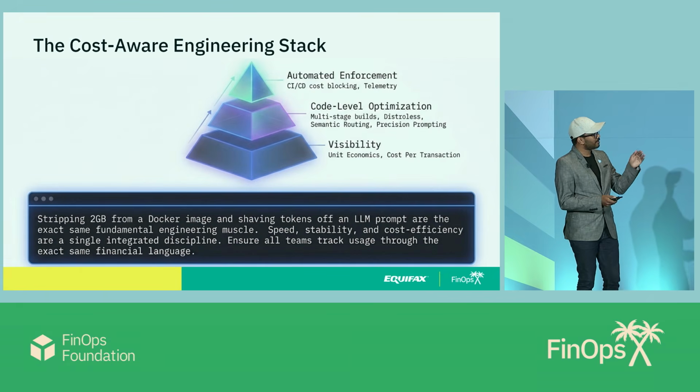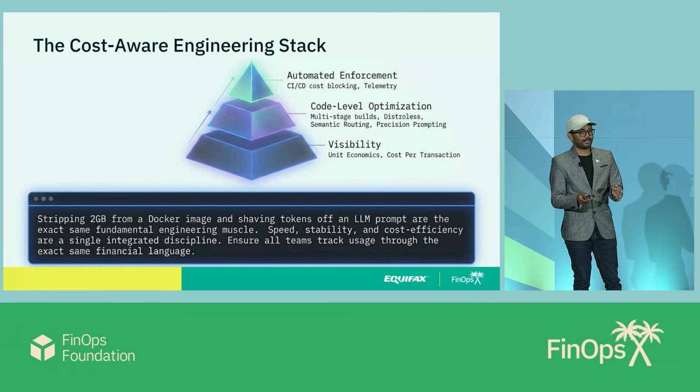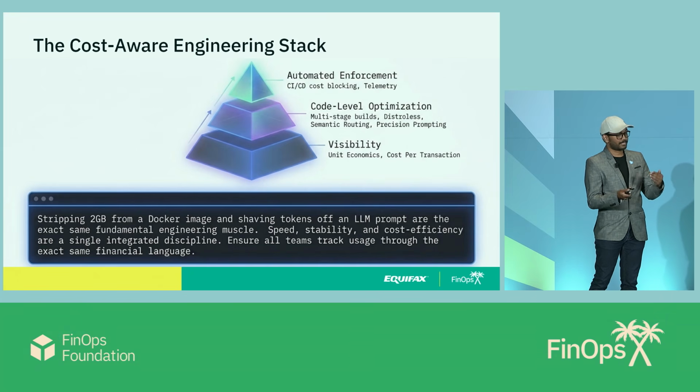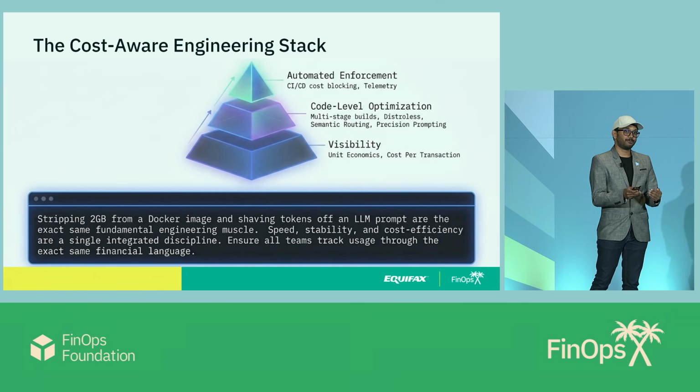And this is a simple cost-aware engineering matrix or stack that I would like to take at a high level: automated enforcement at the CI/CD, blocking telemetry, which I'm going to discuss more later, and code-level optimization, let's say multi-stage builds and distroless semantic routing and everything, where the visibility is high. You can loosen up the unexpected cloud costs and have a good financial language all along.